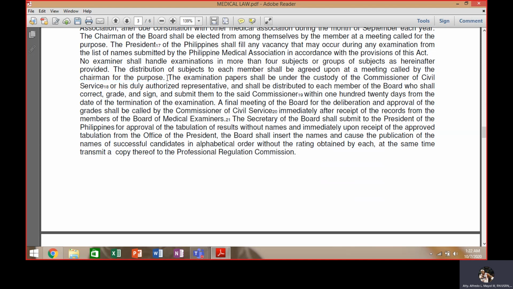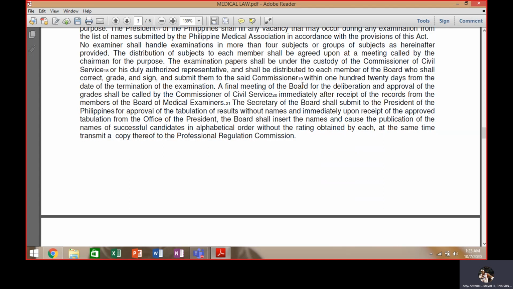The examination papers shall be under the custody of the Commissioner of Civil Service or his duly authorized representative and shall be distributed to each member of the board who shall correct, grade, and sign and submit them to the Commissioner. Okay? This provision has already been updated because the one who will conduct the exam and check the exam is the PRC or the Philippine Regulatory Commission. However, we are discussing this law because it is still the basis of all present laws regarding the practice of medicine or the medical profession.